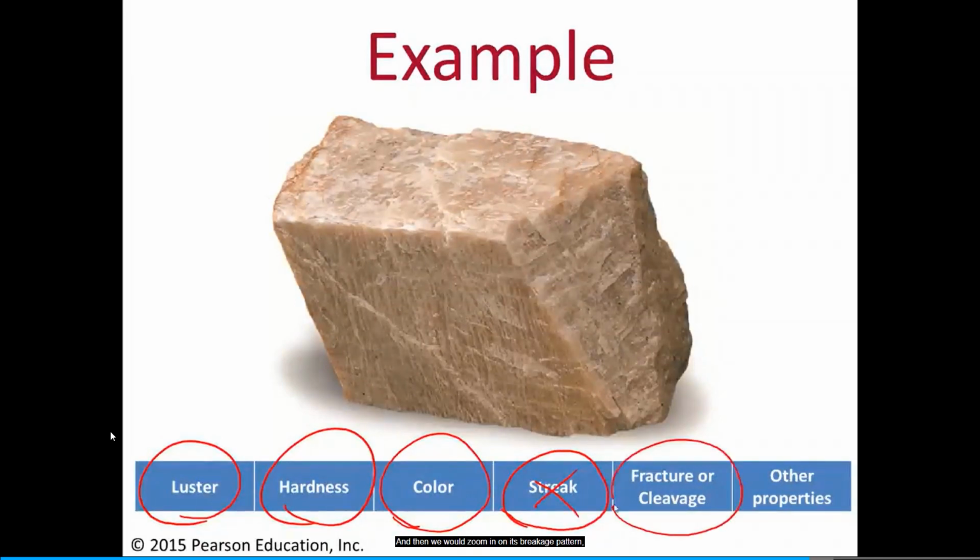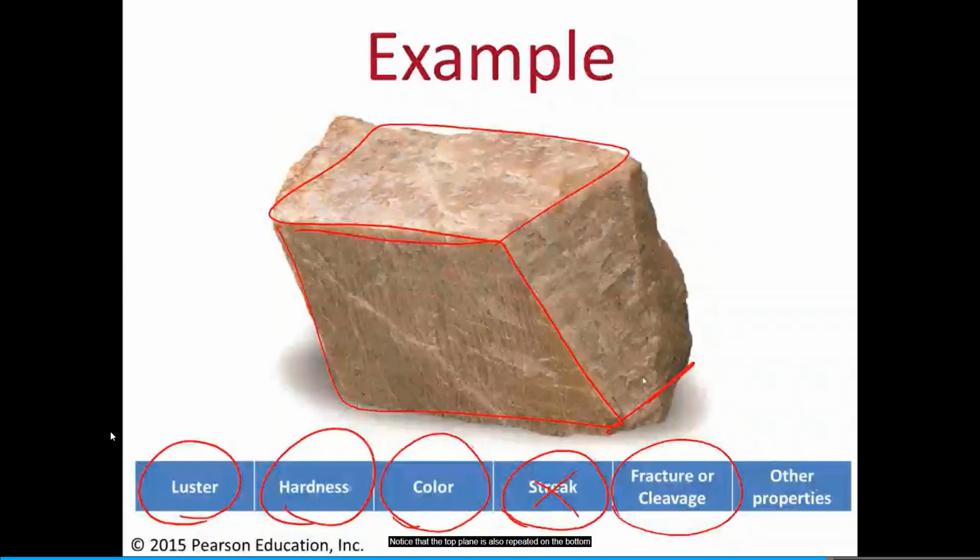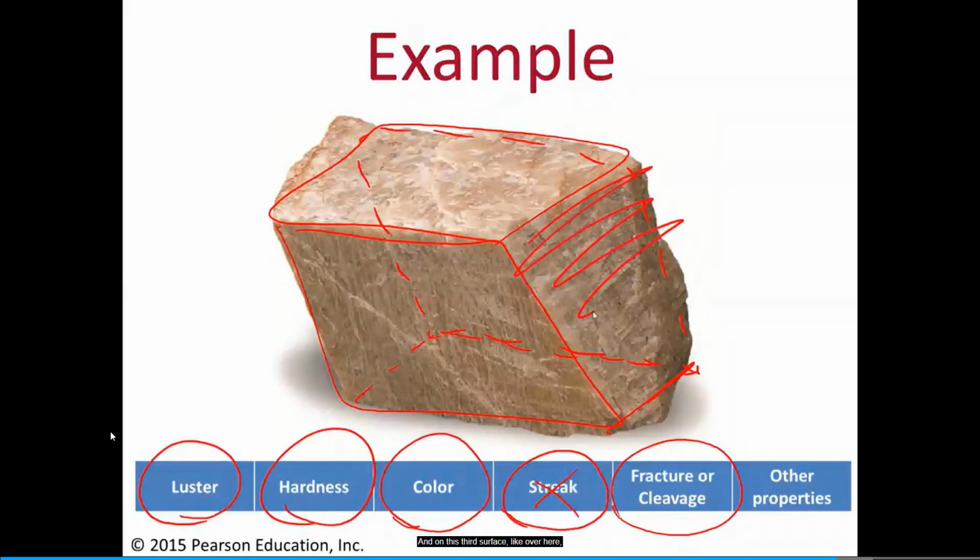And then we would zoom in on its breakage pattern, and in this case, it's got two planes of cleavage. So there's one plane of cleavage on the top of this mineral specimen, and then there's another one on the front. Notice that the top plane is also repeated on the bottom of the mineral specimen, and the front plane is also repeated on the back of the mineral specimen. And on this third surface, like over here, you have an irregular fracture.